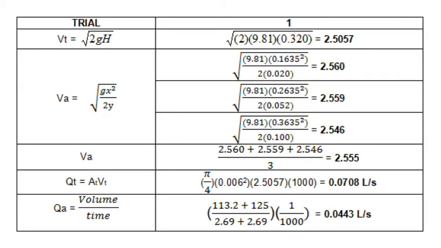The actual discharge Q sub A is calculated with the formula Q sub A equals V over T, V being the volume and T being the time. Two raw values of the volume were retrieved with their corresponding time limits. These two values were 113.2 ml and 125 ml, and the time spans these volumes were reached were both 2.69 seconds. The summation of these two volumes divided by the summation of their corresponding time spans and multiplying the result by 1 over 1000 will give Q sub A a value of 0.0443 liters per second.